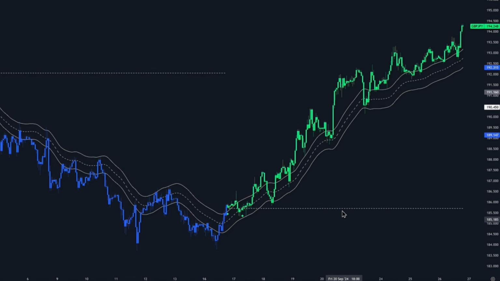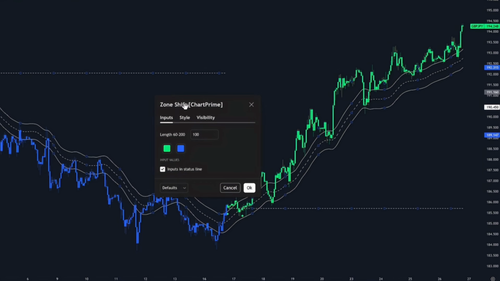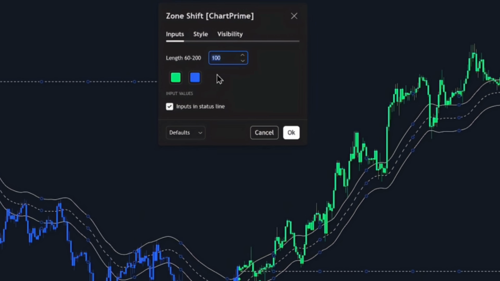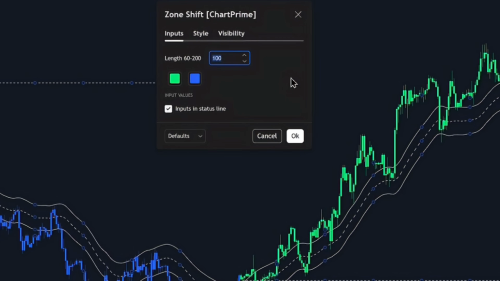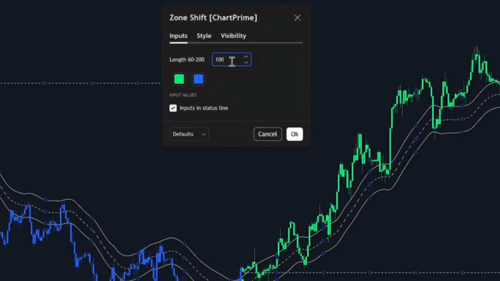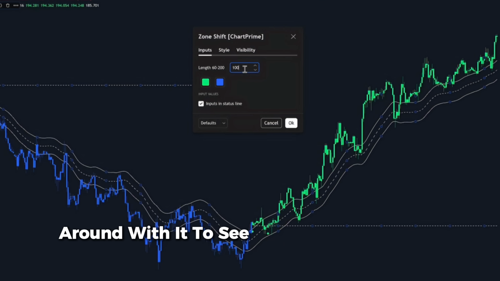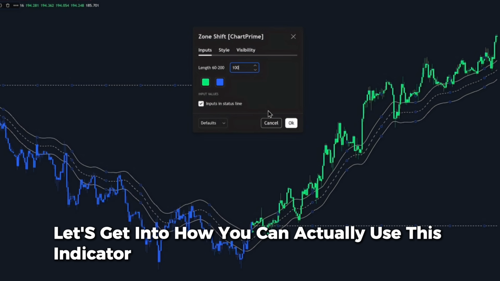If we pop into the settings really quick, you'll see you can adjust the main length input. If you're a swing trader looking at longer-term trends, you might want to increase this number. But if you're a scalper focusing on really short-term moves, you could decrease the length to make it more responsive. It's flexible enough to cater to different styles, so you can play around with it to see what works best for you. Now, let's get into how you can actually use this indicator to trade.